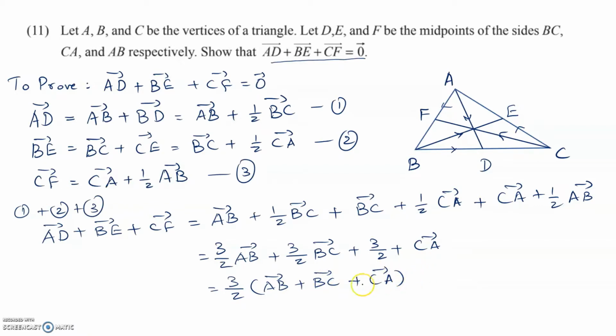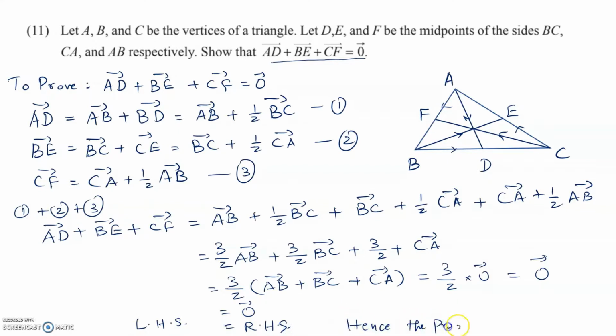We know that AB plus BC plus CA will be 0. So that's equal to 3 by 2 into 0 vector. So that will be 0 vector. So our LHS is equal to RHS. So you can say hence the proof.